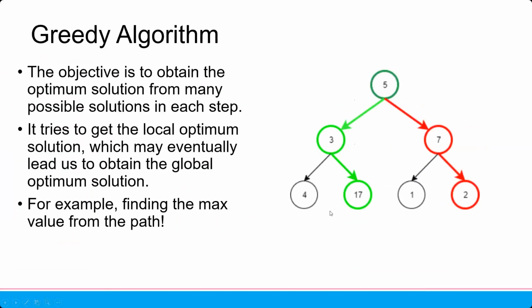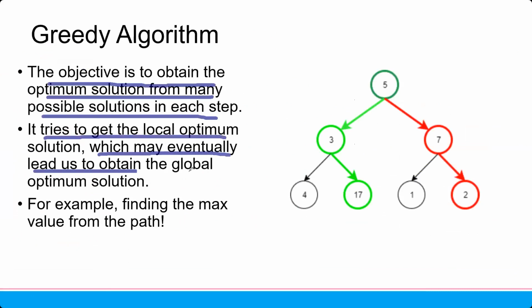There is another paradigm, we call it the greedy algorithm. The greedy algorithm is to obtain the optimum solution from many possible solutions in each step. It tries to get the local optimum solution, which may eventually lead us to obtain the global optimum solution.